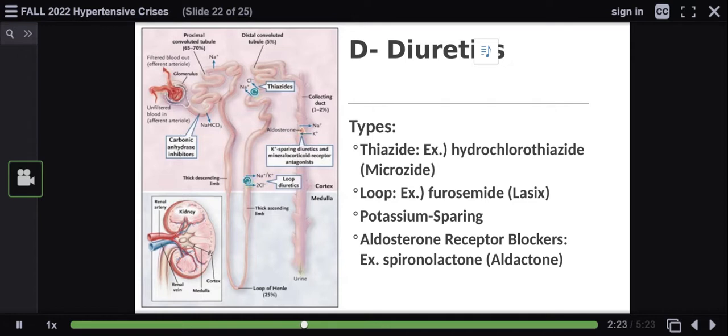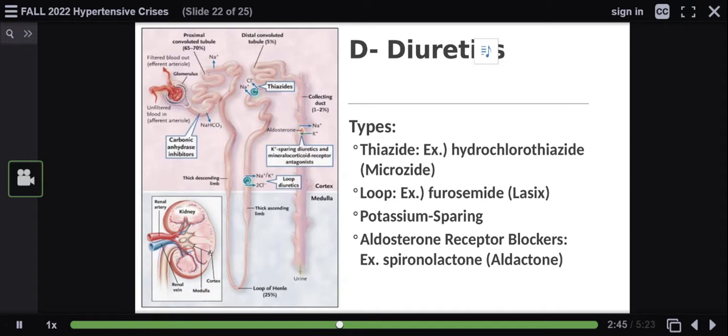It loses potassium. Everything L: loop, Lasix, and lose the potassium. So there will be electrolyte depletion. There will be decreased calcium, potassium, and sodium. It also increases the creatinine of the patients. So that would be for the loop diuretic.